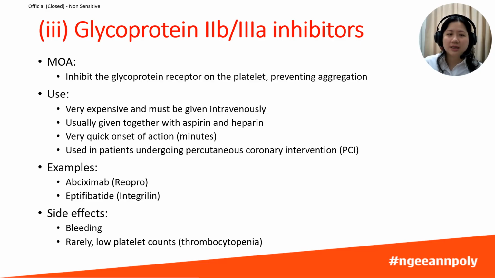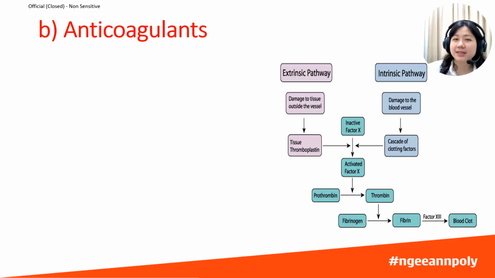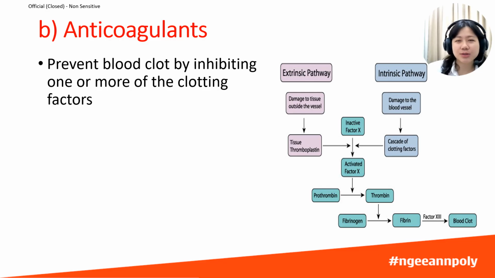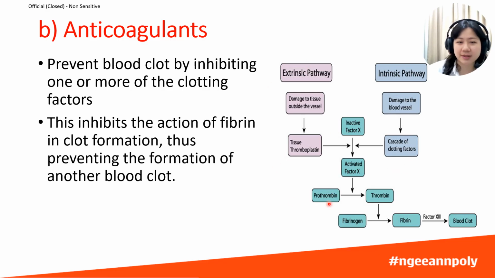As with all other antiplatelets, these drugs can cause bleeding. A rare but serious side effect is thrombocytopenia, which is low platelet counts. Let's move on to the next class of drugs, which is anticoagulants. Anticoagulants prevent blood clots by inhibiting one or more of the clotting factors in this whole clotting cascade. This prevents fibrin from being formed and thus prevents the formation of another blood clot.